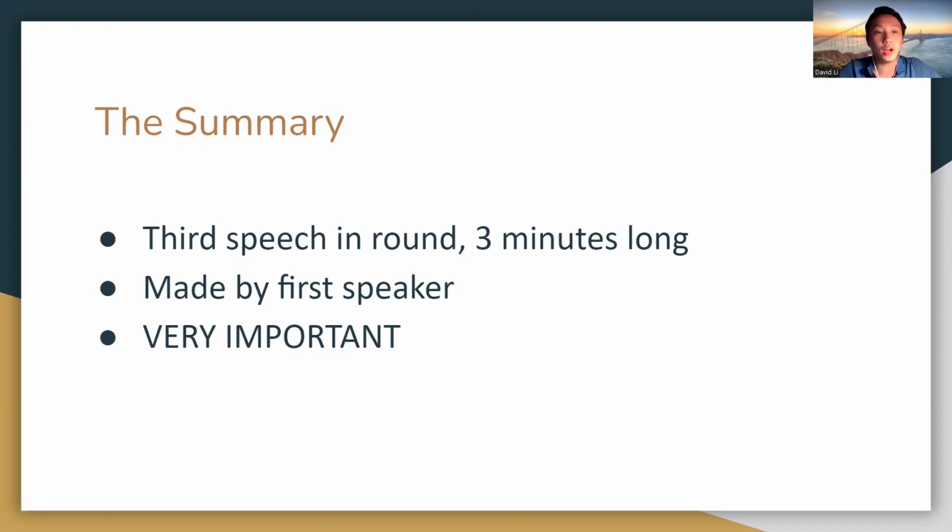So overall, in most rounds, especially at the highest level, the summary is going to make or break the round. If a summary is good, it can usually win the round, and a bad summary will usually doom the team. All right, so now that we know the general topic of what the summary is, let's go over the steps you have to do.